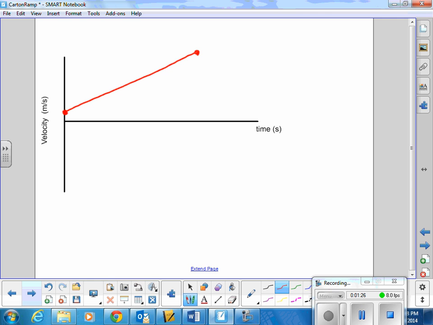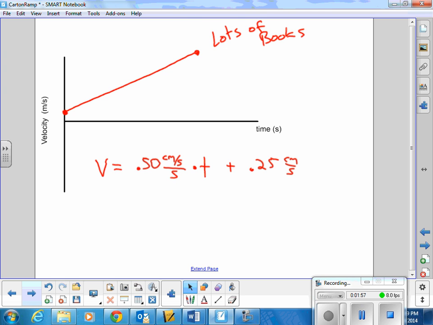And I'm just going to write a generic equation that maybe you had: velocity was equal to 0.50 centimeters a second every second times time plus 0.25 centimeters per second. And some people suggested this might be different if you had a different number of books. So maybe this red one might have been lots of books. And if we did maybe just 1 or 2 books on the ramp, it might look something more like this. Just maybe 2 books. A 2-book ramp.